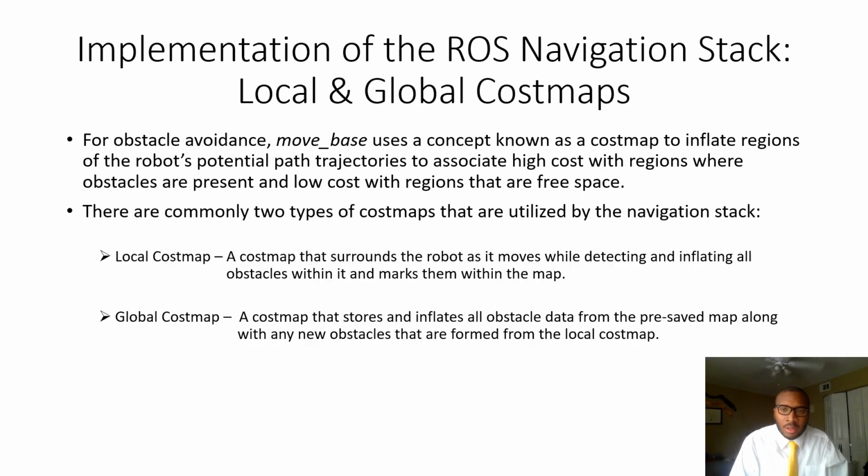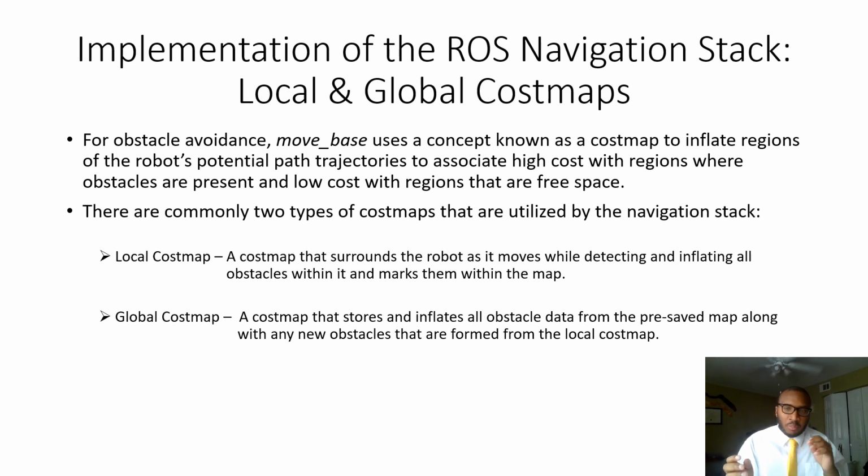So now we can talk about the first integral part of the move base node, which is using the local and global cost maps. Move base uses the cost maps primarily for obstacle avoidance by inflating regions of the robot's potential path trajectories to associate high cost with regions where obstacles are present and low cost with regions that are free space. Basically, what you can pull from this is that the move base node produces a path, a trajectory from the robot's initial point to the goal point. And what it's trying to do is minimize the cost of the path that it generates.